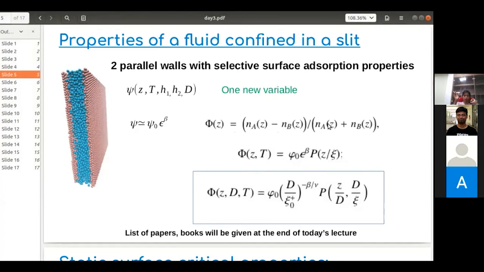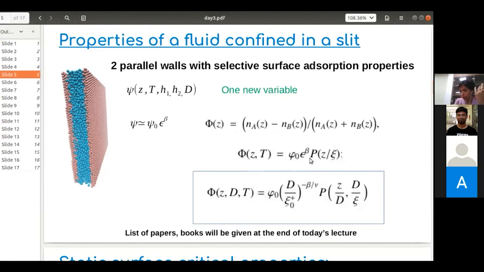Now let's try to incorporate the presence of the surfaces, and see how the behavior of the surface is going to affect the property. So let's have a look at this equation here. We know that psi behaves as psi 0 times epsilon to the power beta. Now I have replaced psi by the new variable phi because of the presence of the surface, right? Because now the order parameter phi depends on the distance from the wall, which is z, as well as temperature. And likewise, I can now write phi as phi 0 times epsilon to the power beta, which is a similar kind of situation to the one in bulk.